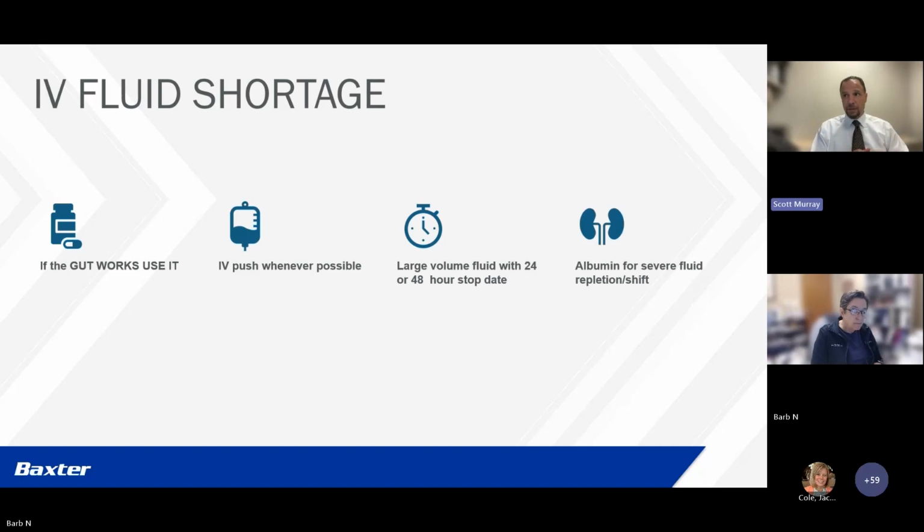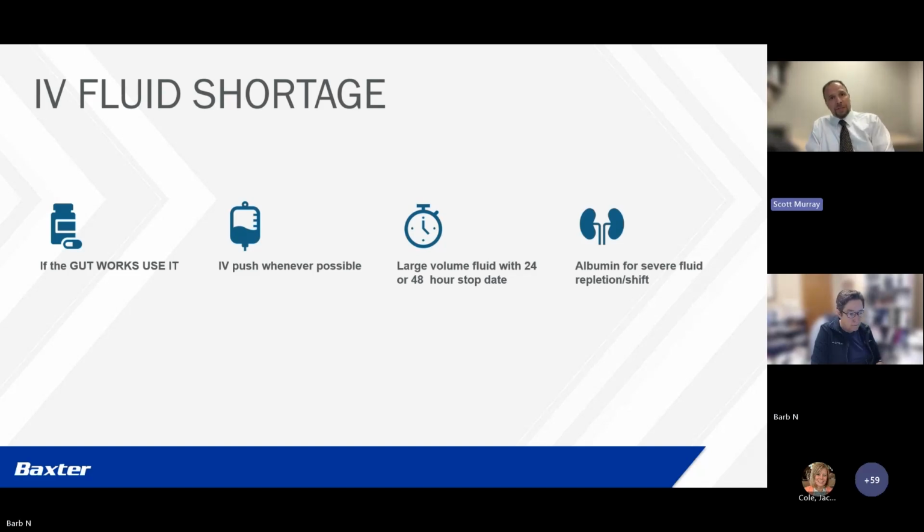The collaboration has helped with getting the time frame for large volume fluid down to 24 or 48 hours, like an automatic stop date. That way these orders don't go unchecked, and if the patient needs it, these orders can always be renewed. But really it is working with nursing to identify that patient population and streamline utilization of the large volume fluid.